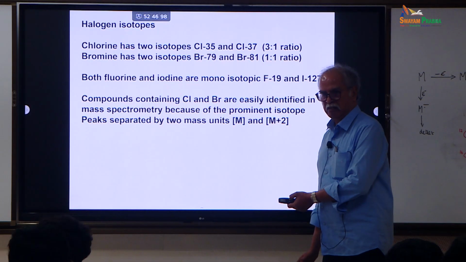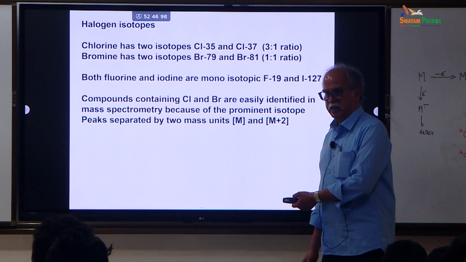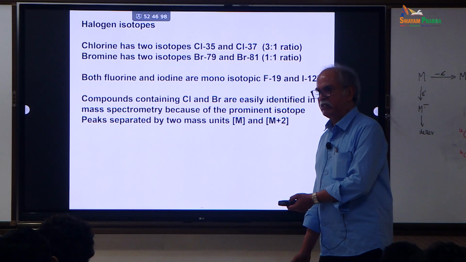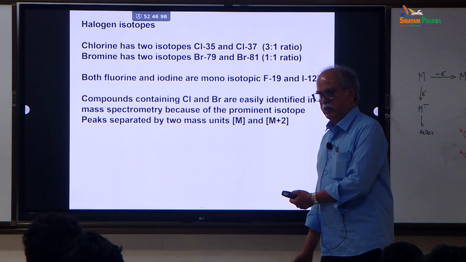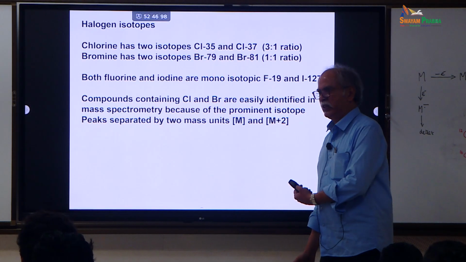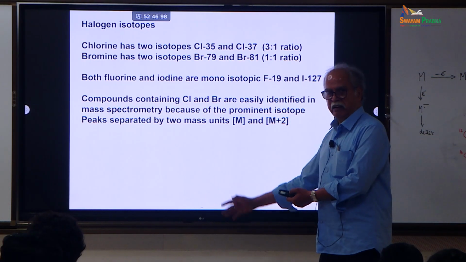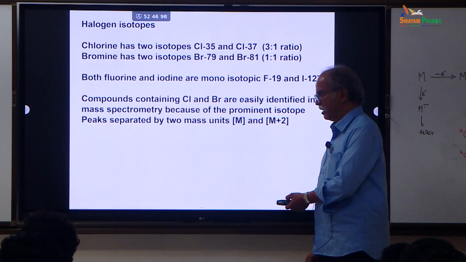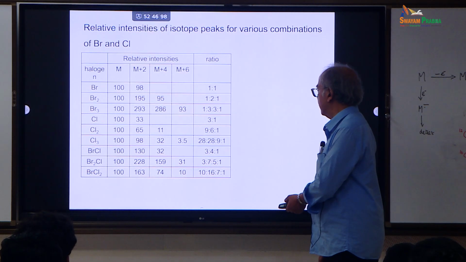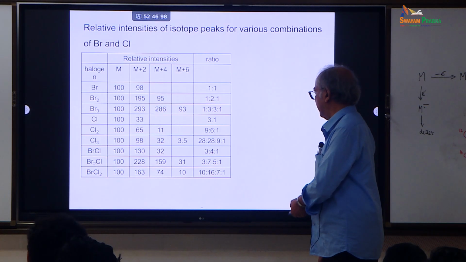Halogen isotopes are very easily detected by mass spectrometry. Chlorine has isotopes 35 and 37, in the ratio of 3:1. Bromine has isotopes of 79 and 81 in the ratio of 1:1. Mass spectrometer will reflect this very nicely. Look at the elemental composition and the mass ratio of the various peaks.